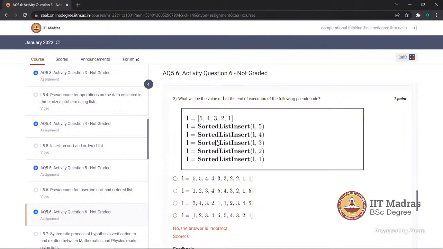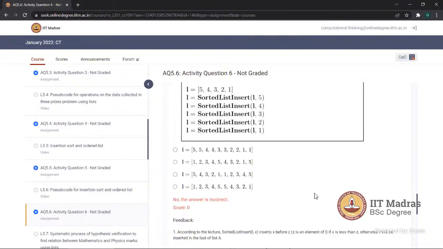And in that lecture, what he's saying is, you pass one list L, comma, second parameter is some value. So this procedure will take whatever number you give, and this number will be inserted into this L at its correct location. So if I execute the very first line, it will be just next to the 5, right?